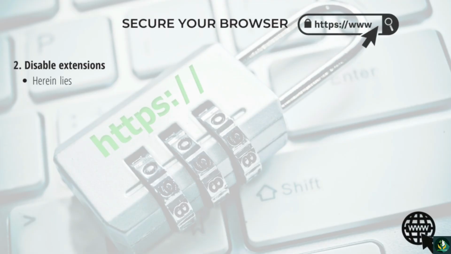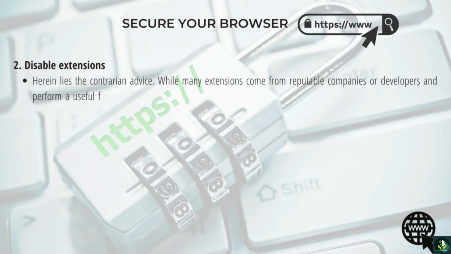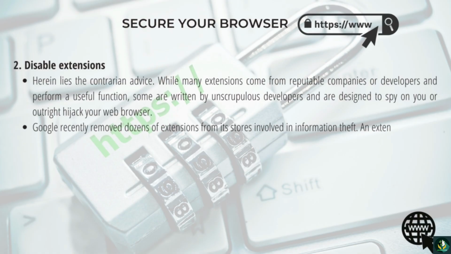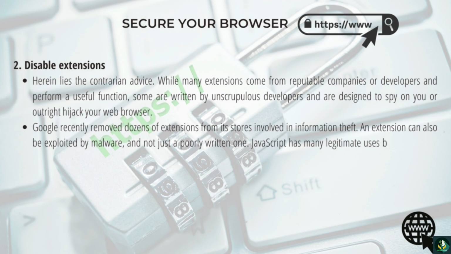2. Disable extensions. Herein lies the contrarian advice. While many extensions come from reputable companies or developers and perform a useful function, some are written by unscrupulous developers and are designed to spy on you or outright hijack your web browser. Google recently removed dozens of extensions from its stores involved in information theft. An extension can also be exploited by malware, and not just a poorly written one. JavaScript has many legitimate uses, but a whole lot of exploits too.